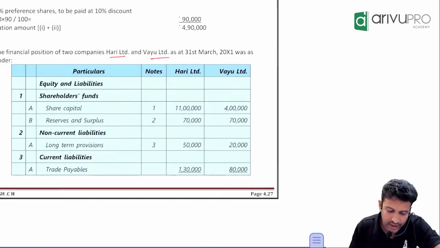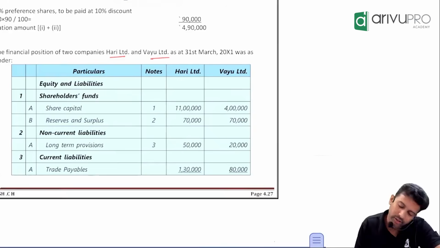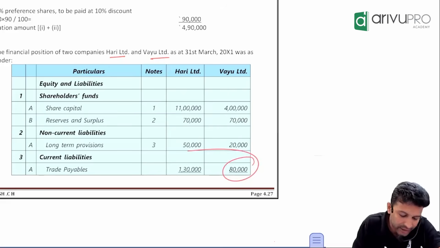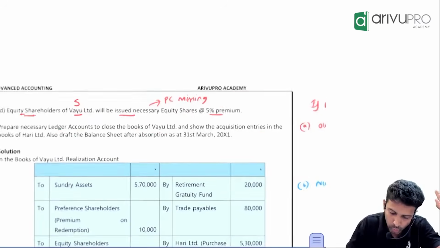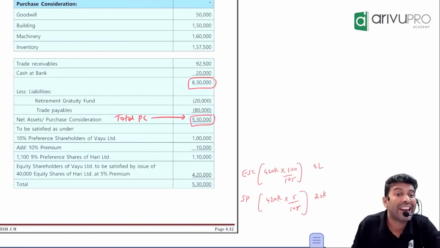Okay, anything else is there? Yes, we have trade payables worth how much? 80,000. Creditors. Nothing mentioned. So what to do? Assume that it is taken over at book value. Minus 80,000. Getting it? Anything else is there? No. What is the number you're getting? That is what? Net assets.